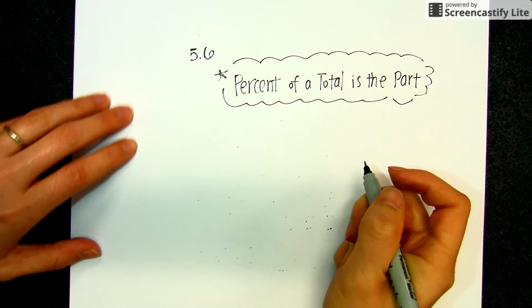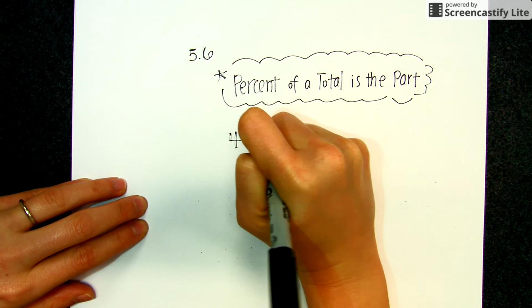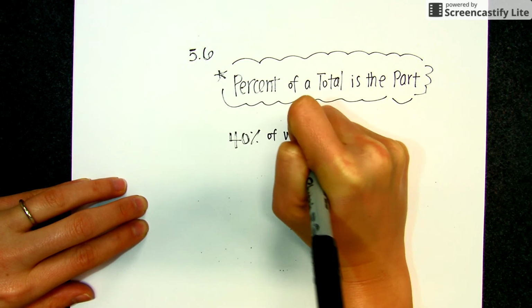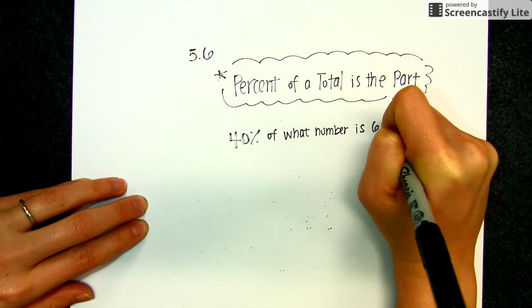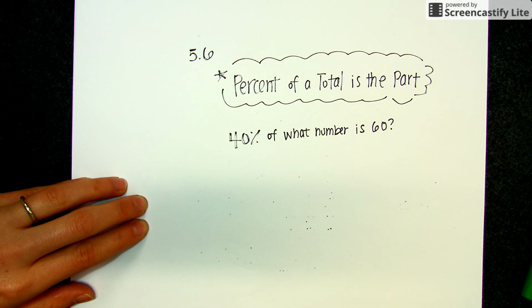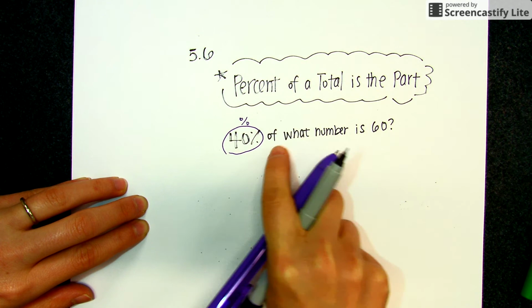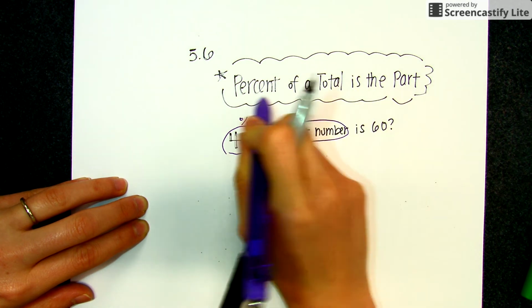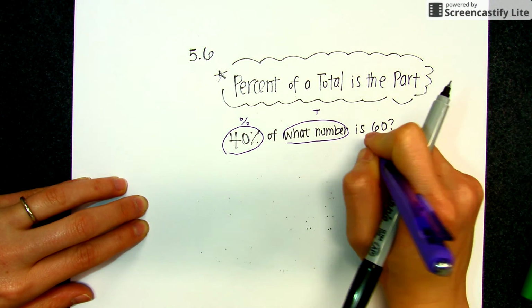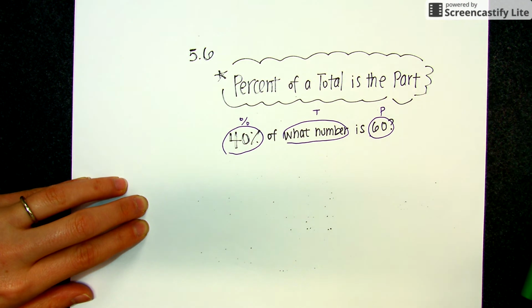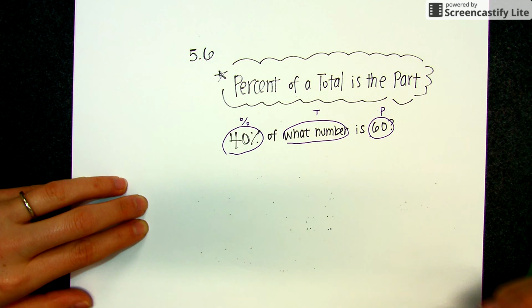Alright, so let me give you a problem. 40% of what number is 60? Okay, so let's look at what we're looking for. Percents are easy. Percent of what number? Percent of total. This "what number" is going to be the total. Is 60, so 60 is the part. Percent of total is the part.